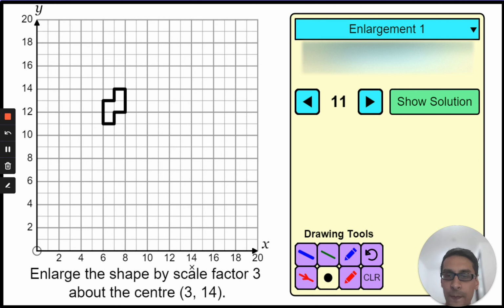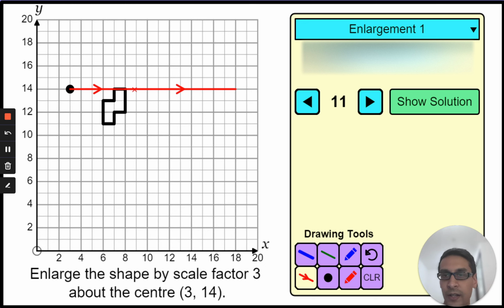Okay, question 11. This time we're enlarging by a scale factor 3, about the center 3, 14. So 3 across, 14 up. So there's our center of enlargement. So if I'm going from my center of enlargement to that vertex, I am crossing over 1, 2, 3, 4, 5 units. Now if my scale factor is 3, I'm going to need to go 15 units. So that's 5. Then go another 1, 2, 3, 4, 5. And then another 5. 1, 2, 3, 4, 5.